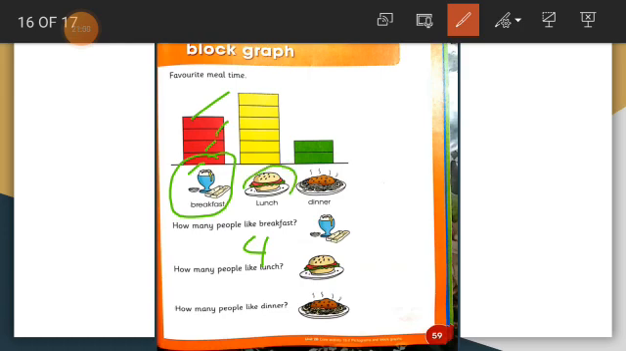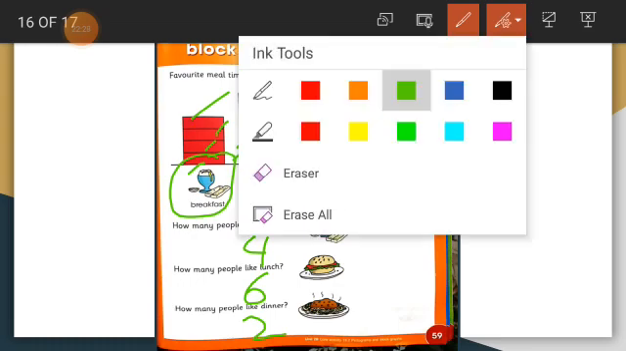How many people like lunch? 1, 2, 3, 4, 5, 6. So 6 people like lunch. How many people like dinner? 1 and 2. 2 people like dinner. So this is how you will write it down. Breakfast, 4 people like. Lunch, 6 people like. And dinner, 2 people like. This is how you will solve page number 59 of your learner's book. Let me erase my rough work.